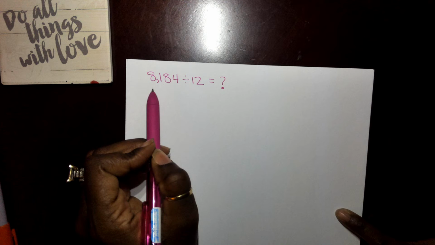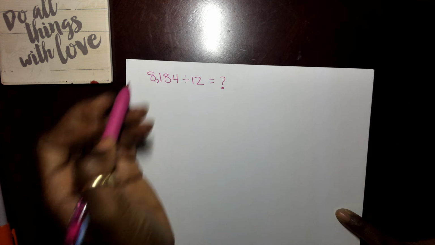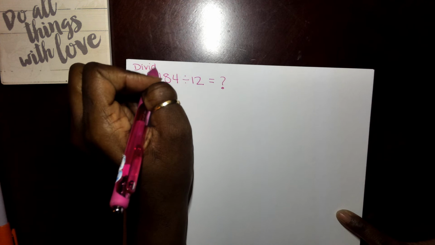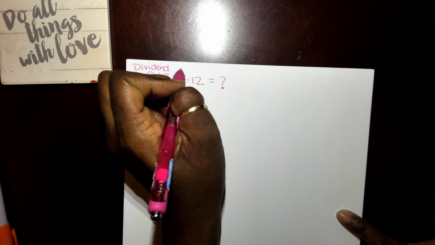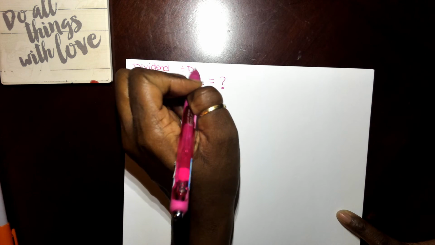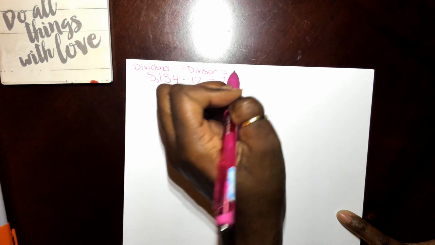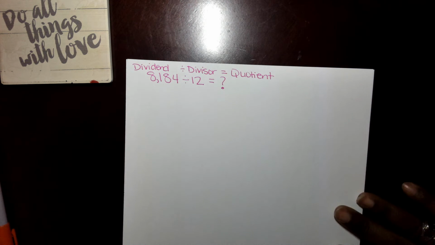The first thing we need to remember is that the number that we have to share is called our dividend. And we are going to divide that by our divisor. And we will end up with the quotient, or the answer. Okay.